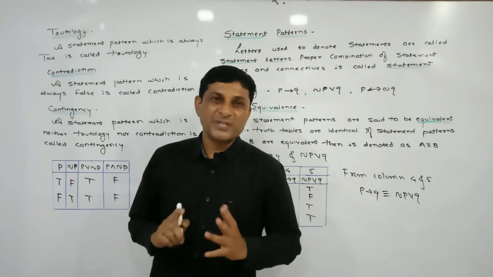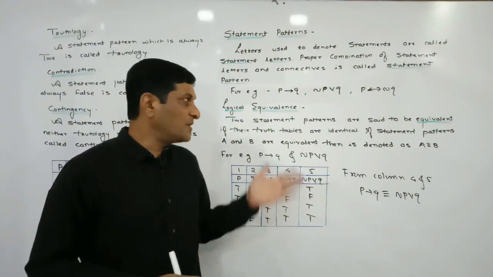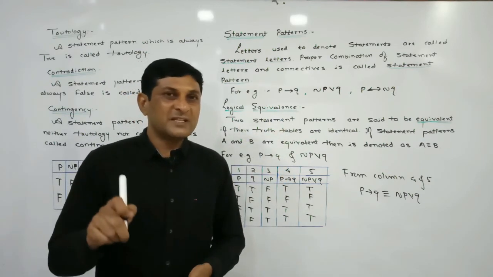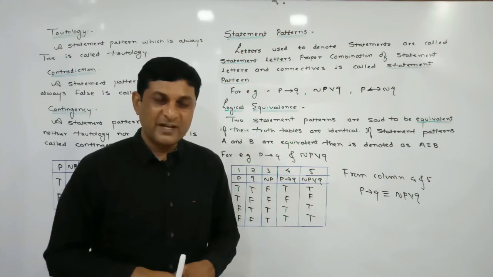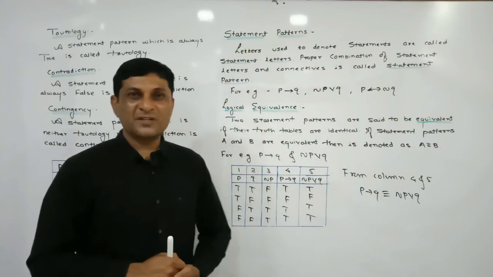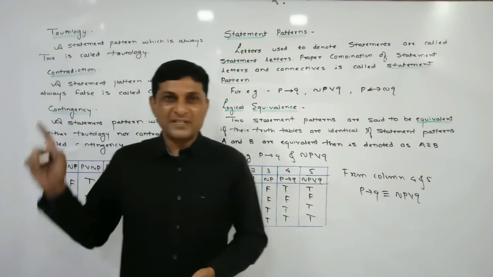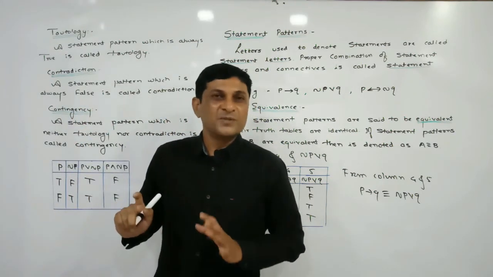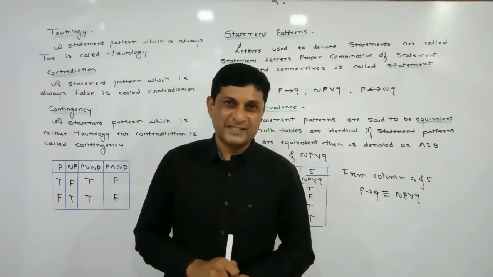Contingency. To check whether statement patterns are tautology, contradiction or logically equivalent, we have to construct their truth table. To check whether statement patterns are logically equivalent, another method is also there, but one method is by constructing the truth table. By constructing the truth table, we can check whether the given statement patterns are logically equivalent, or whether the statement pattern is a tautology, contradiction or contingency. Using this method, now we are solving the examples from our next exercise.